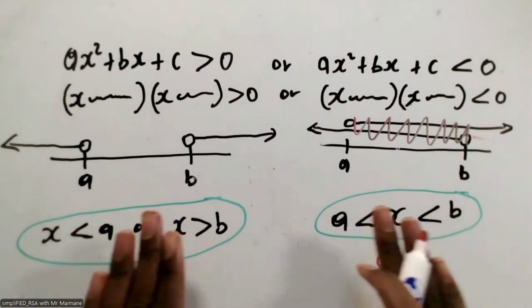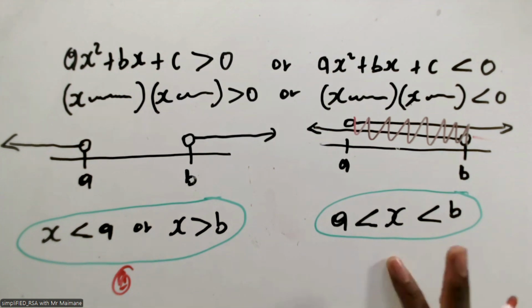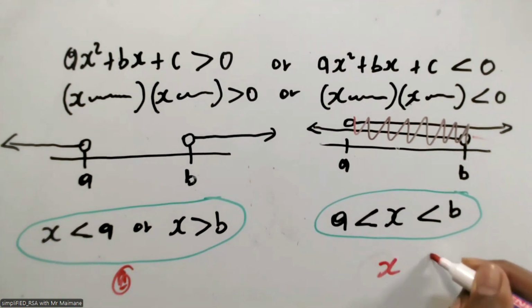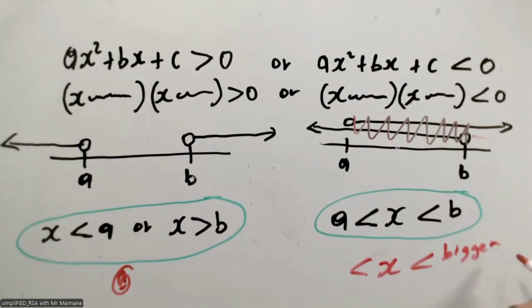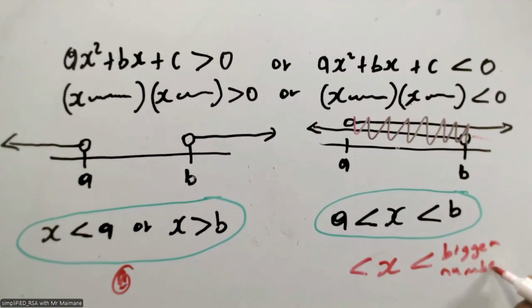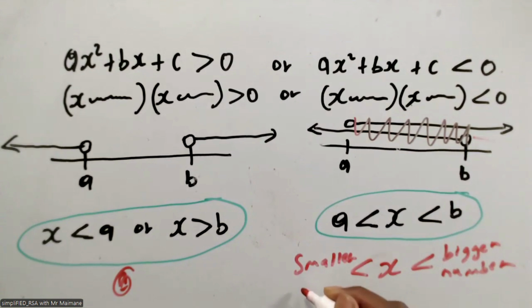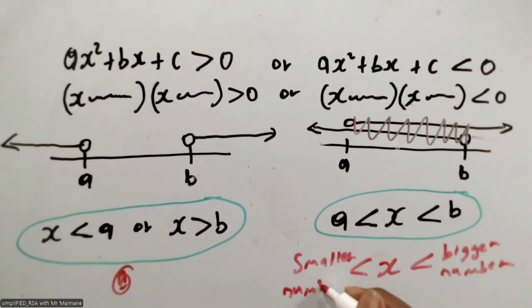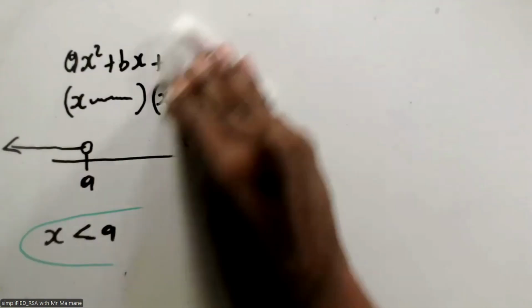If your solution doesn't look like this, it means you didn't do whatever you were doing right. And always it's going to be X, the arrows facing that direction, bigger number this side, and smaller number this side. Guys, this is how it's always going to be all the time. Now, let's do some practical questions to apply what I'm talking about here.